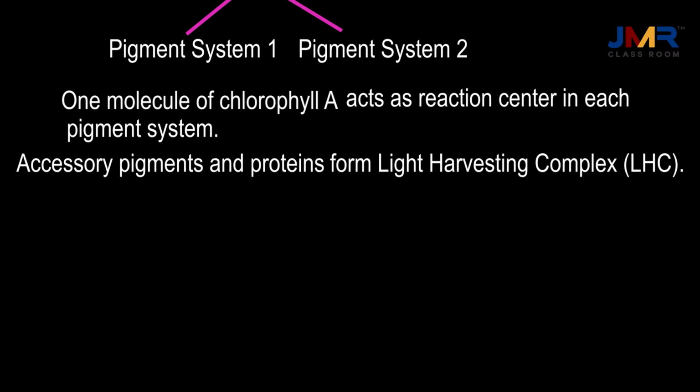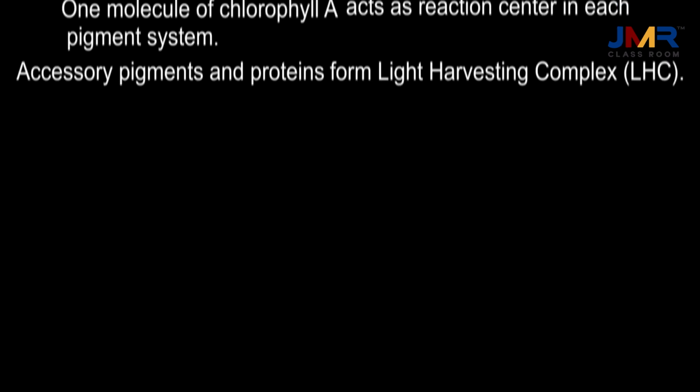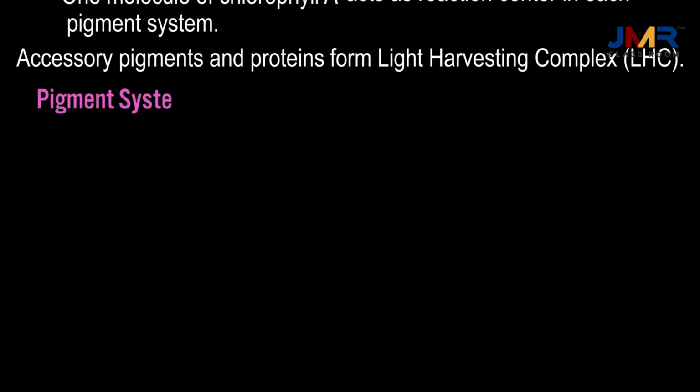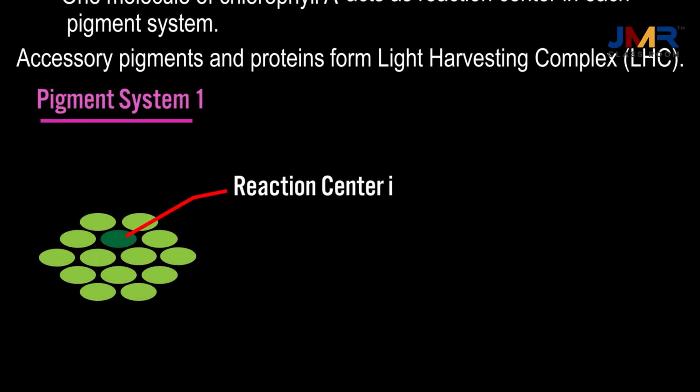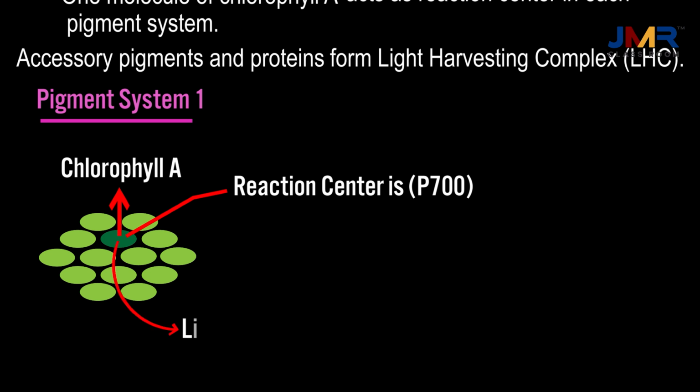This light harvesting complex absorbs light energy and passes that energy to the reaction center. That's why it is also known as antenna. In each pigment system, the reaction center is present and also the light harvesting complex is present. In PS1, pigment system 1, the reaction center is P700 because this chlorophyll A, which is the reaction center, absorbs a maximum of 700 nanometers wavelength of light. That's why it is called P700.